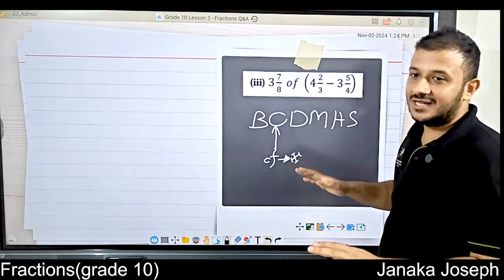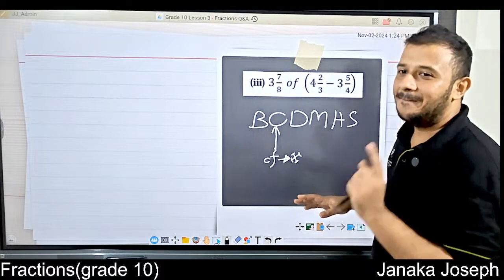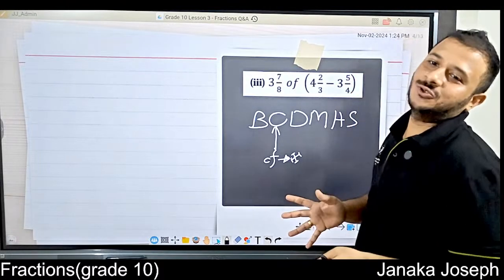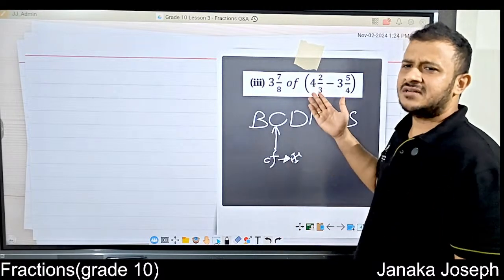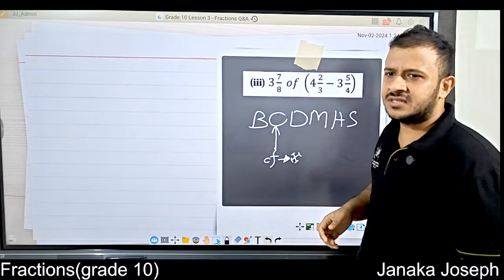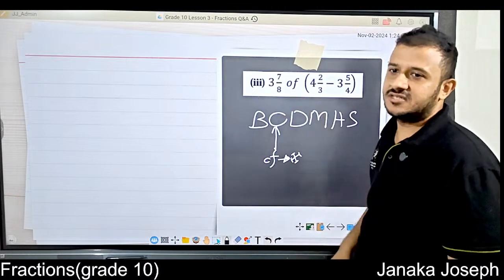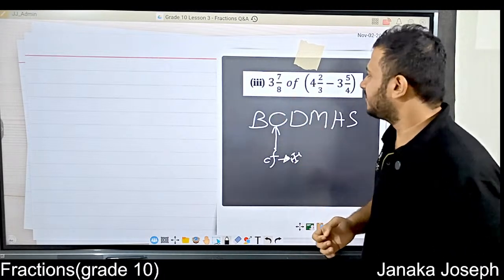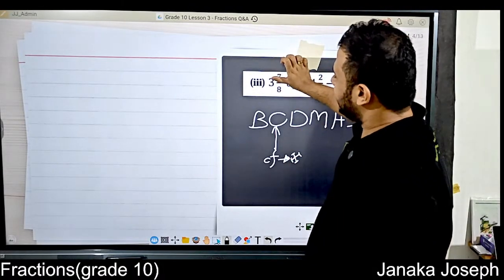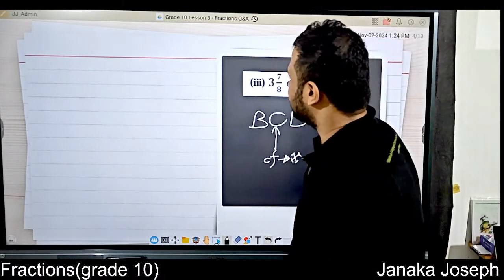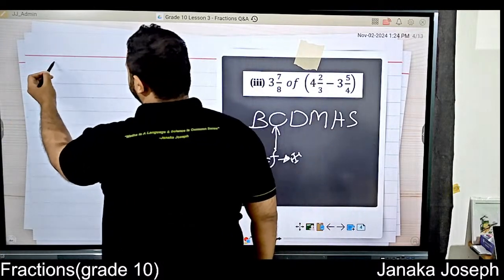But before anything, what do I always do? Make the mixed numbers into improper fractions. Why? Because this is a fraction question, not a mixed number question. Yeah, fraction questions should be done as fractions. That's what I always think. Yep. So 8 times 3, 24 with a 7, 31.